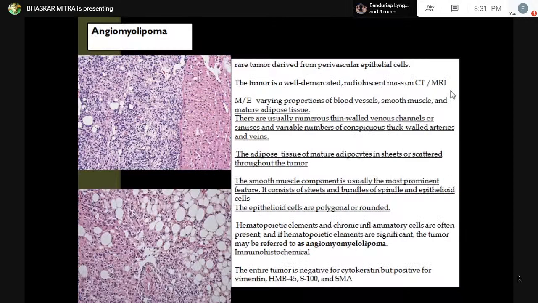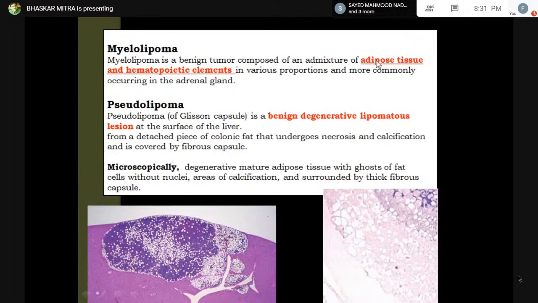There may be a combination of different connective tissues, like angiomyolipomas. They usually show varying proportions of blood vessels, smooth muscle and mature adipose tissue. As in other areas of the blood vessels, they show those typical epithelioid cells. Here in the polygonal cells, they show the typical immunohistochemistry pattern of HMB45, S100 and SMA positivity. If there is a hematopoietic element, we consider this as myelolipoma.